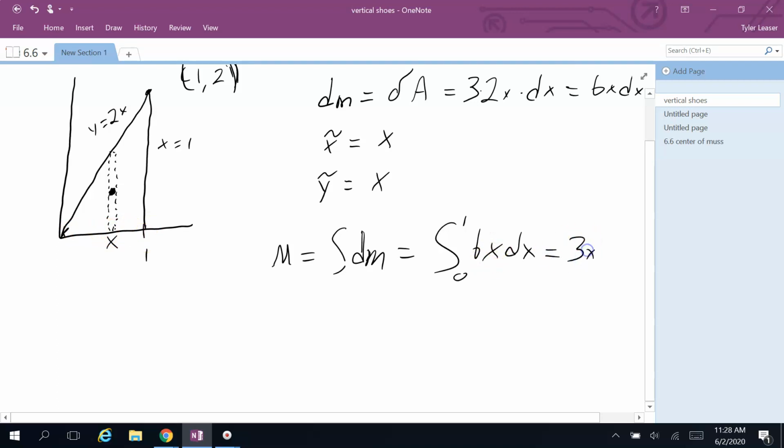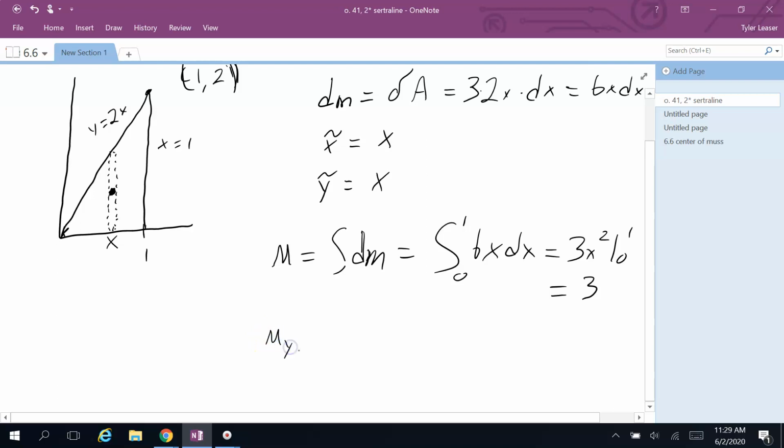Antiderivative here would be 3x squared, evaluated from 0 to 1, which is just going to give us a total mass of 3. So if you were to put this triangular plate on a scale, it would have a weight of 3 grams. Okay? We also need to find the moments.